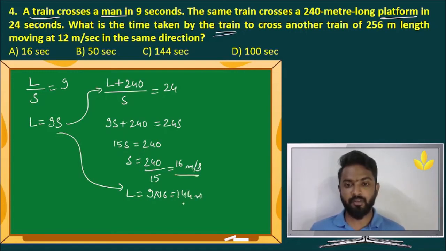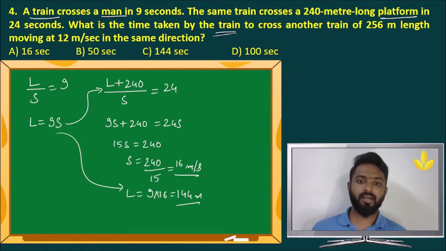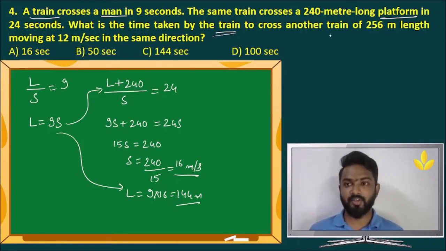So we have the speed of the train, we have the length of the train. Now they have asked that this train is crossing another train of 256 meters length and 12 meter per second speed in the same direction. What is the time taken by them to cross each other? Let's do that.